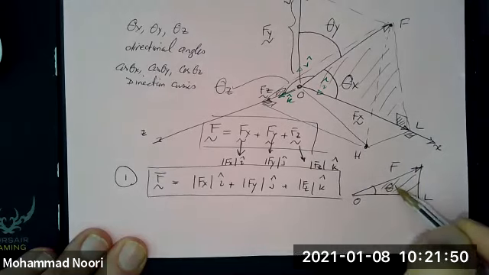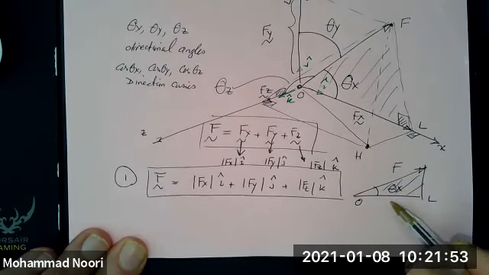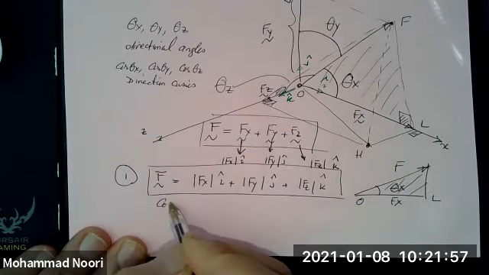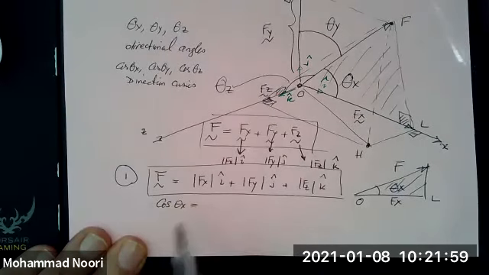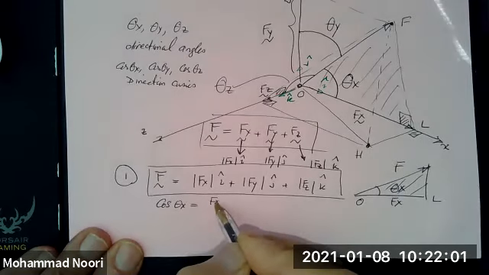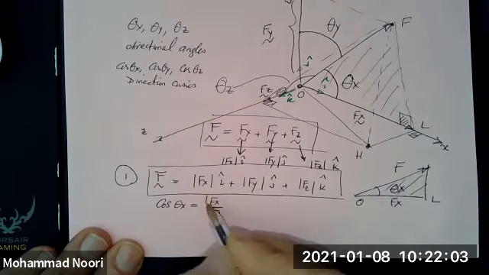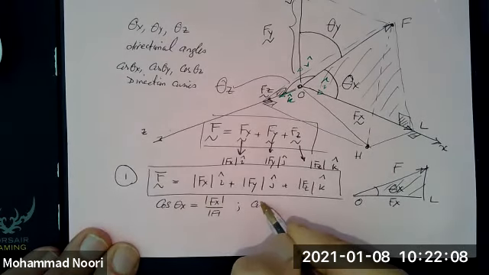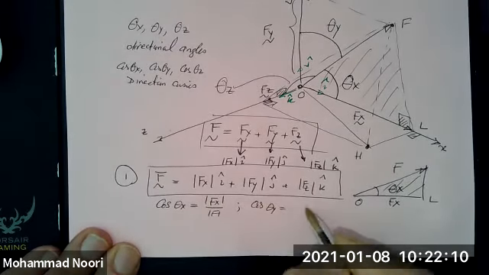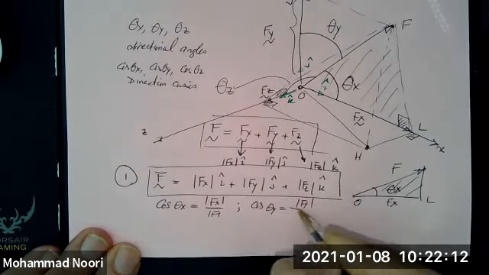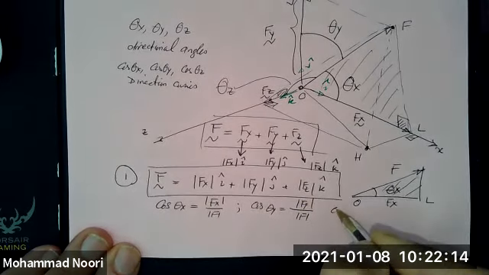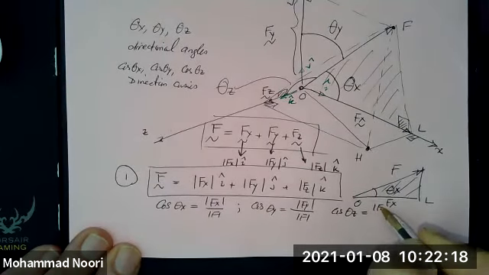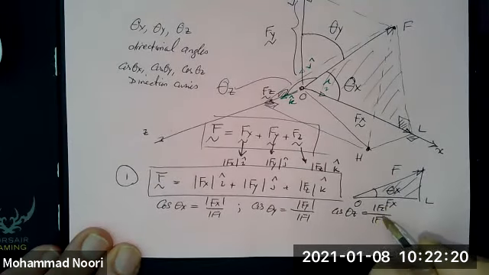This is what theta x is. And this is what f of x is. So cosine of theta x is simply f of x over f. You can show similarly that cosine of theta y is the magnitude of f sub y over the magnitude of f, and cosine of theta z is the magnitude of f of z over f.